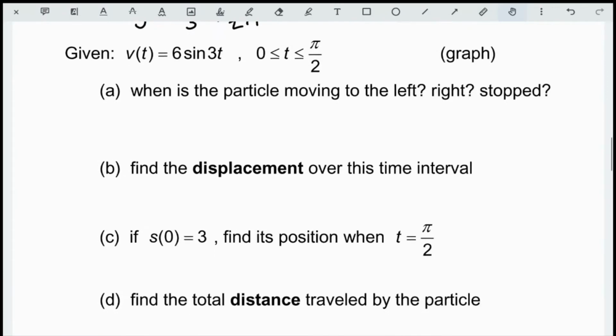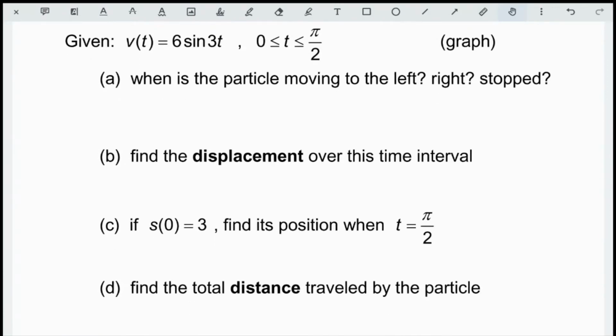Okay, so here's an example that I want you to try. We've got this velocity function, and there are 4 questions that go along with it. Notice that we've got a domain here from 0 to pi over 2, and the questions are: when is the particle moving in different directions, find the displacement, find the position at a certain point in time, and then it also says find the total distance.